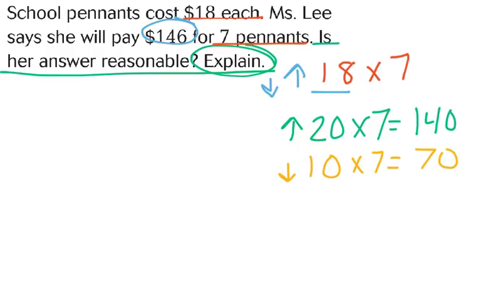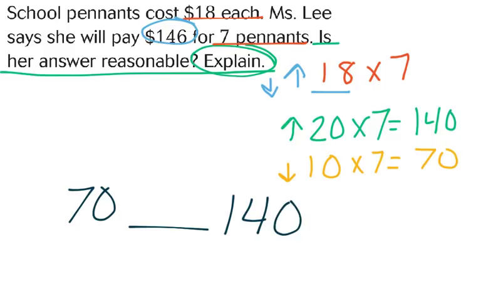So now I have my two numbers that my actual product should fit between. I'm going to start actually with my smaller estimate. So I have 70 and then 140. Now, 18 is pretty close to 20, so I would think that my actual number would be close to 140, but it's going to be less than 140 because my 18 over here is less than 20.